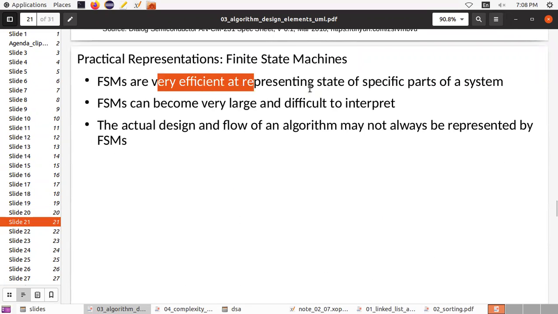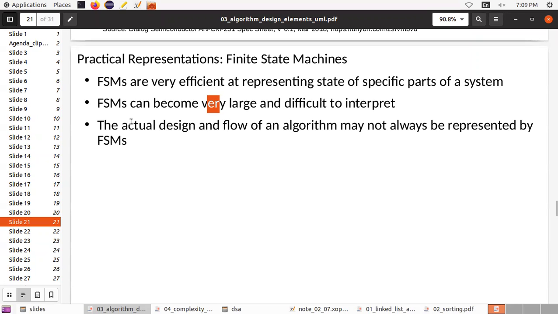So finite state machines are very efficient at representing the state of specific parts of a system. Very, very useful in visually representing and understanding how a system should work, how different parts of a system should get connected to each other. However, because you have to draw circles on a piece of paper and connect them by arrows and all that, they can also become very large. And if you have very large finite state machines, how do you even print them on paper? So that might make it a little difficult, right? The difficulty only comes because if there are too many states, too many arrows, the arrows intersect each other. So it's not very clear which state you are going from and going to. So that might be an issue.